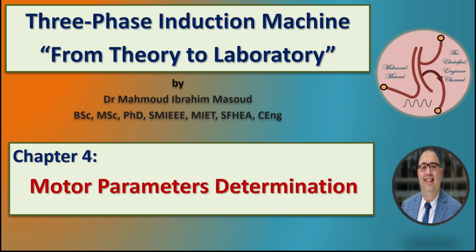For those who didn't follow us from the beginning, in chapter 0 we covered the revision material we need for this course. In chapter number 1 we covered the rotating field theory. Chapter number 2 we covered the construction, theory of operation and equivalent circuit. In chapter number 3 we covered the power and torque calculation. So in this chapter, we're going to look at how to determine the motor parameters.